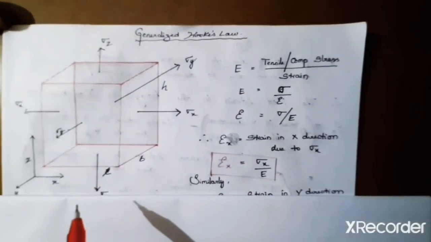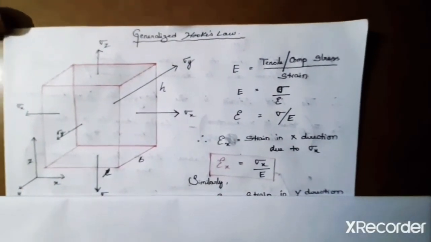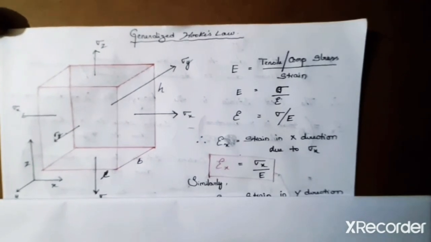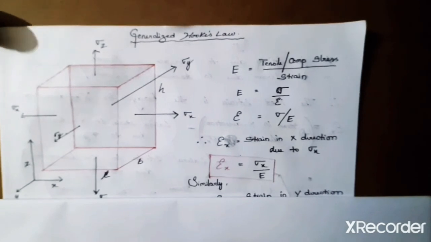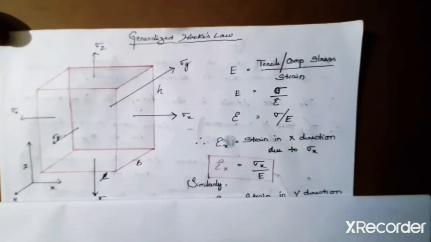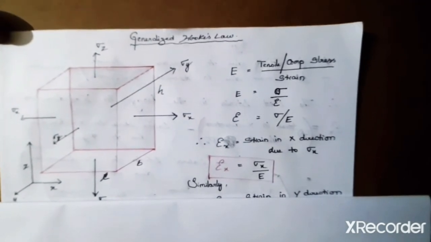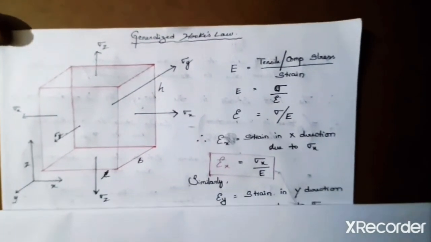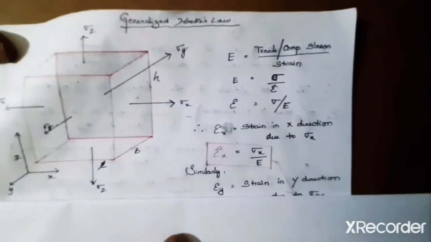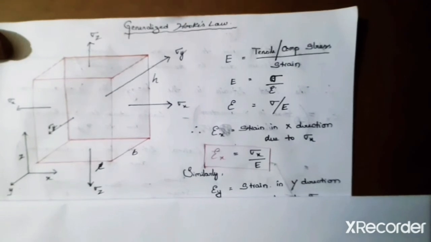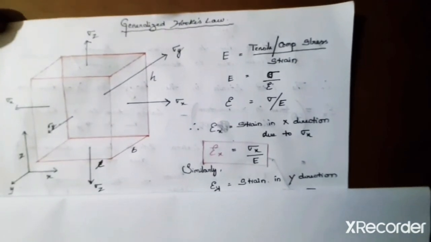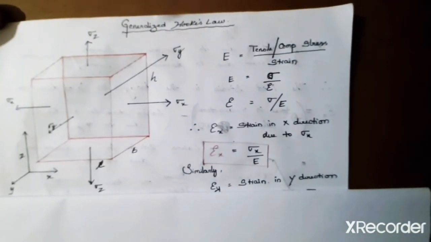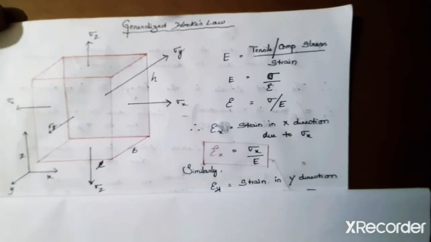So today let us see the Generalized Hooke's Law. In this, we consider a solid body in the form of a cuboid or a cube, as shown in the figure. This helps us to understand the volumetric strain that is developed inside a body.